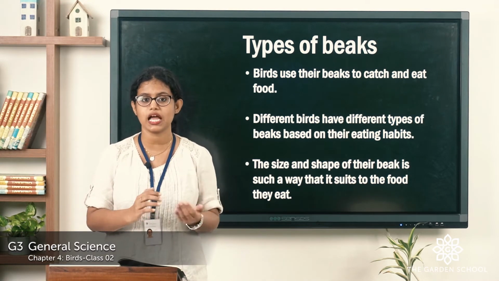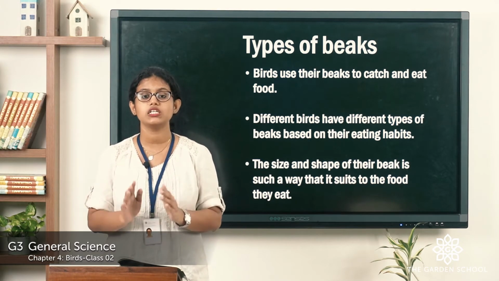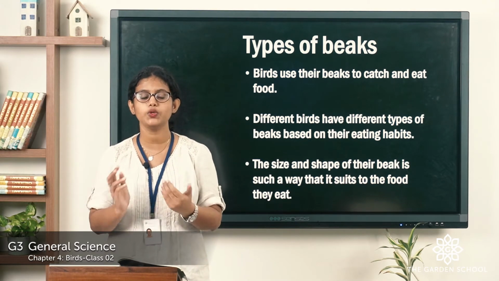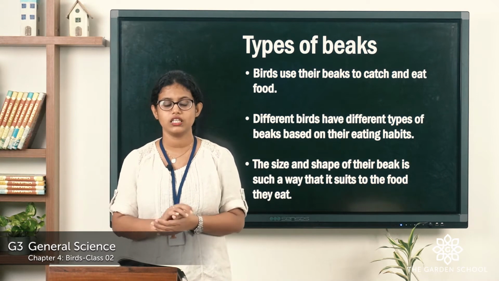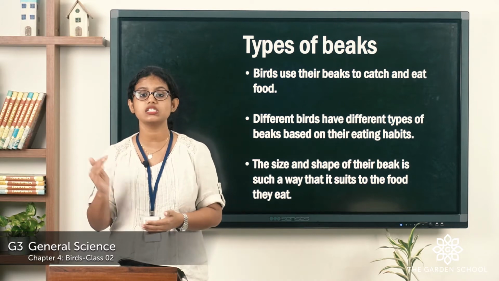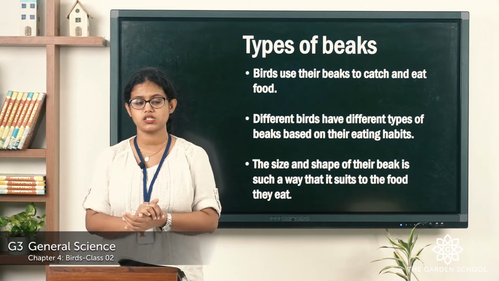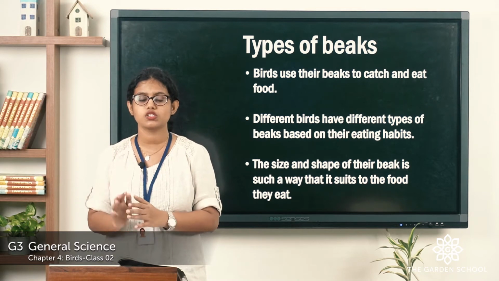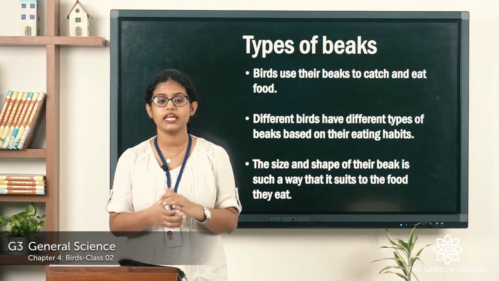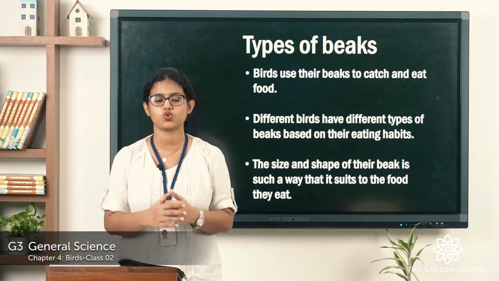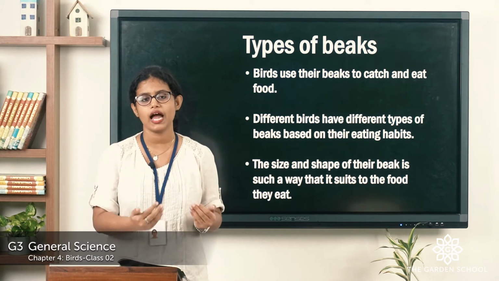So if you take an example of a parrot and vulture, both of them have different beaks. Why do they have different beaks? It depends on the food they eat. The vultures are carnivorous birds. They eat the flesh of other animals. So their beaks are structured in such a way. What about the parrots? They eat nuts and seeds. So their beaks are structured accordingly to their food habits.